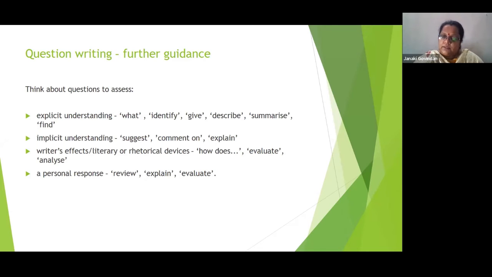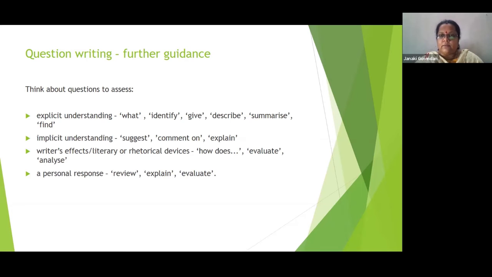We have four categories. So you all can personally, individually, in your own notebook, you must have written the questions. In your own notebook, you can categorize a question under these four categories. What is it under? Is it explicit understanding? Is it implicit understanding, where I'm testing whether the child has understood the nature of the characters or the theme of the story? And the third category of question is writer's effect, literary or rhetorical devices.